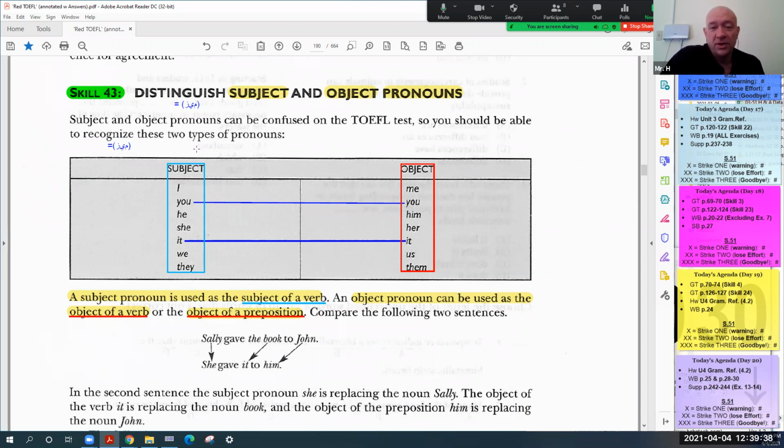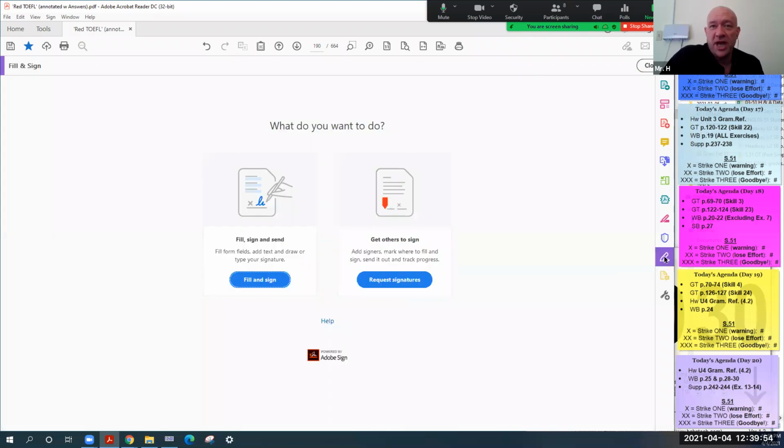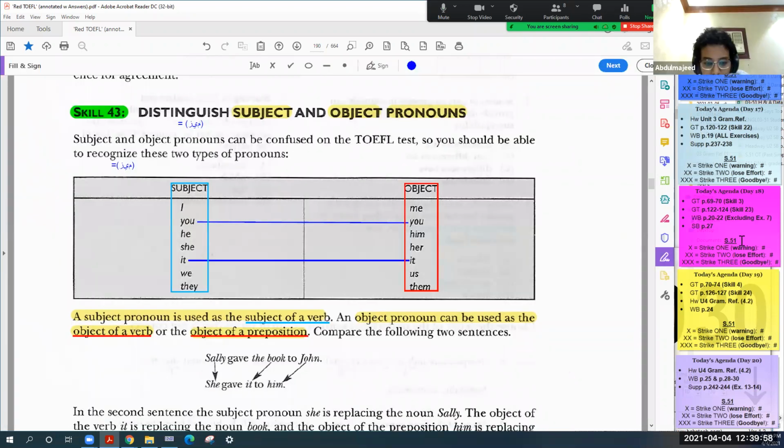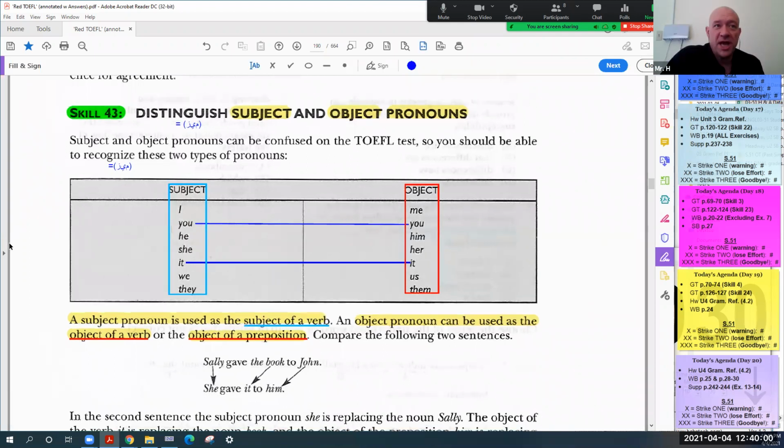Abdul Majid, looks like you're thinking about something. Is this the right word or the wrong word? I think it's the right word, but I think there's a better word to write. Send it to me in the chat and then I'll change it, if everybody agrees. All right.